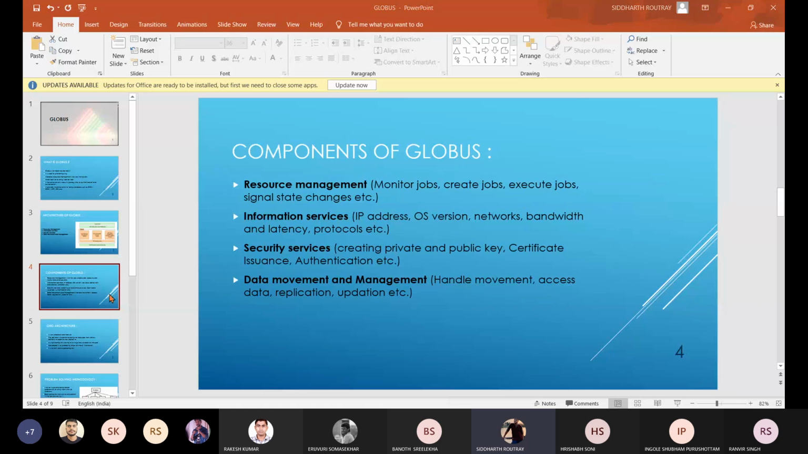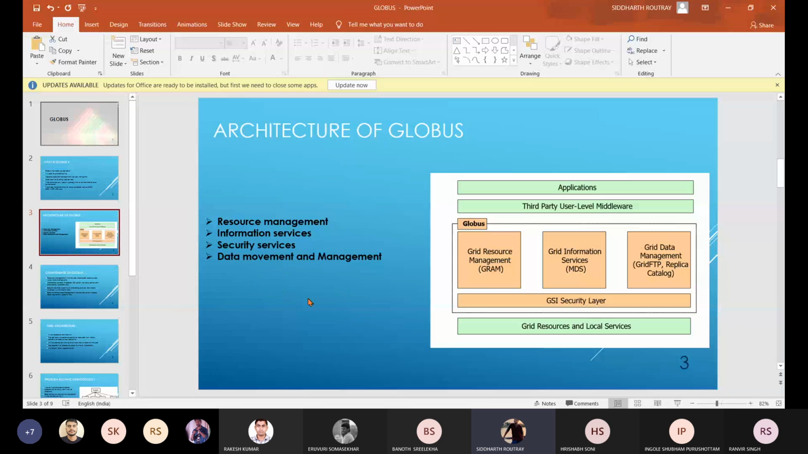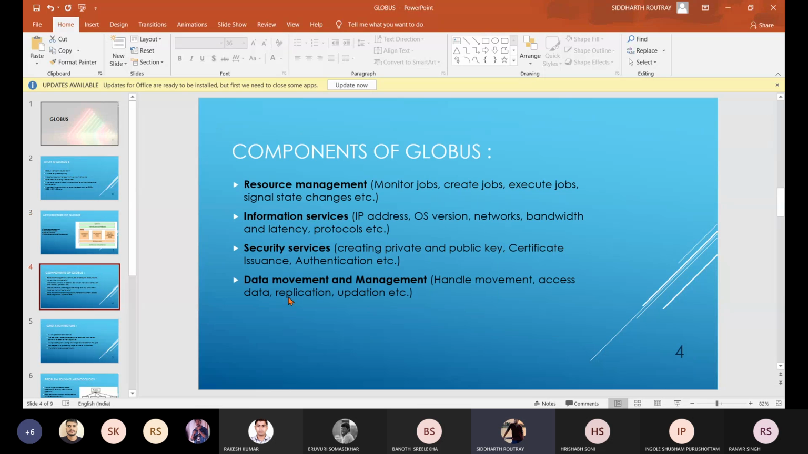Now we will see the components of Globus. These are resource management, information services, security services, and data management and data movement. First comes resource management. The work of this component is to monitor jobs, to create jobs, to execute jobs, and to change the state if the signal state changes. It means that at a certain state, if we give a certain input, then what will be the next state, what will be the next job to be carried out. This is the job of the resource management component.